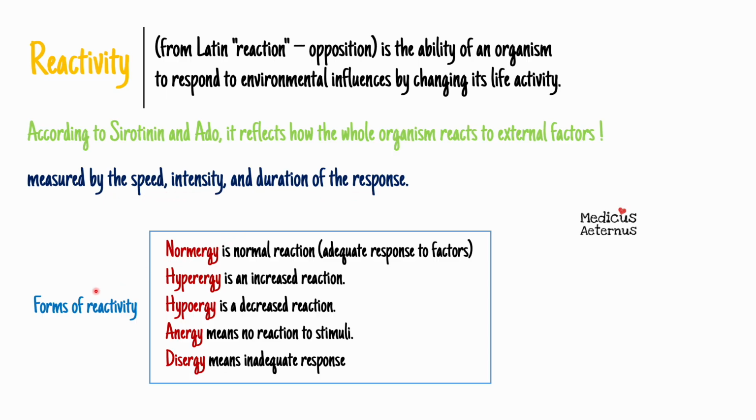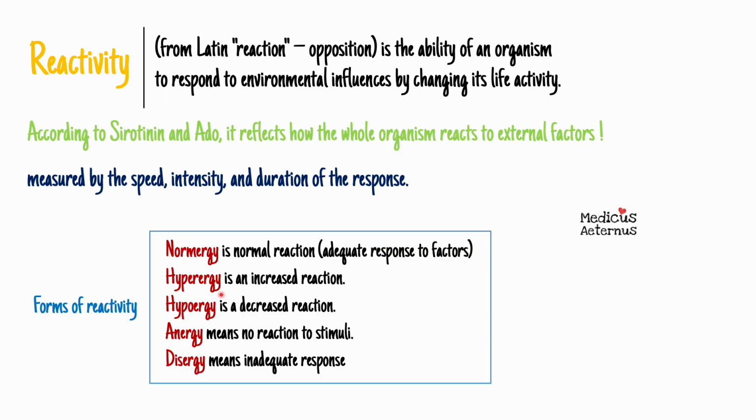Here we also have the forms of reactivity. We have normergy, hyperergy, hypoergy, anergy, and dysergy. Normergy shows the normal reaction of the body, which is the adequate response to any external factor. For example, if there is heat, the body will sweat to make you cooler. If the temperature is cold, the muscles will twitch and contract to make you feel warmer.